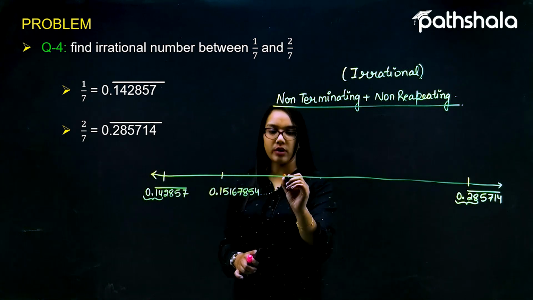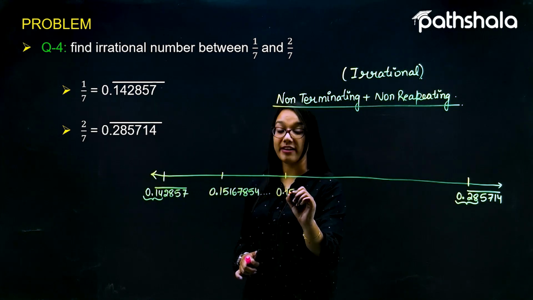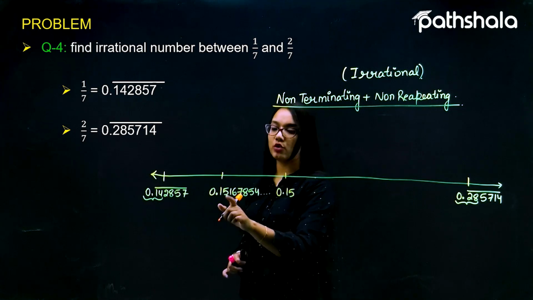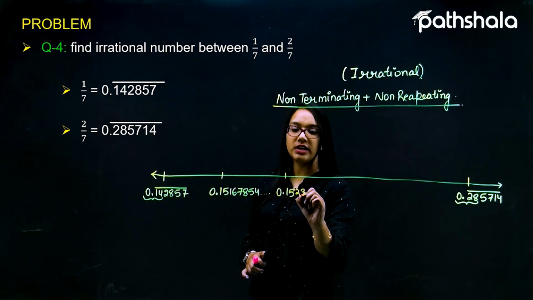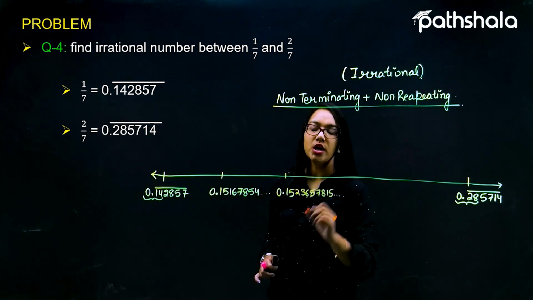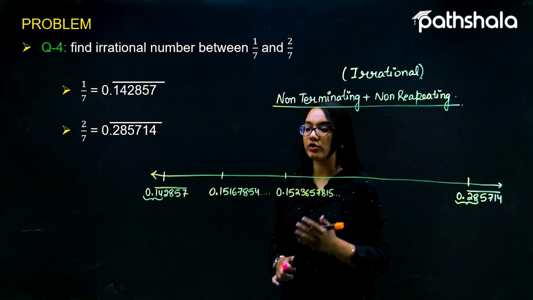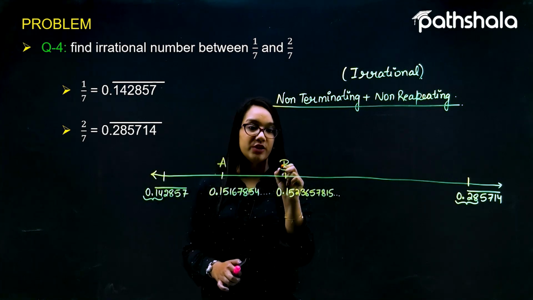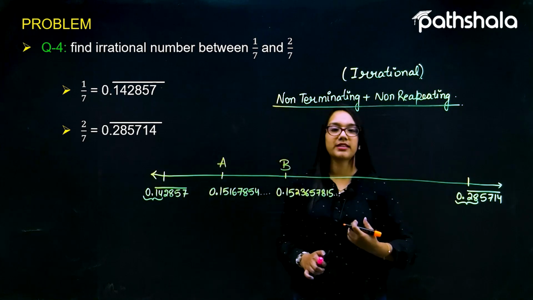Let us suppose I take the second number, starting from 0.151, as 0.1523657815 and so on. This number is non-terminating and non-repeating. Let us call this number point A, and this one point B. We just need to locate irrational numbers between 1/7 and 2/7.